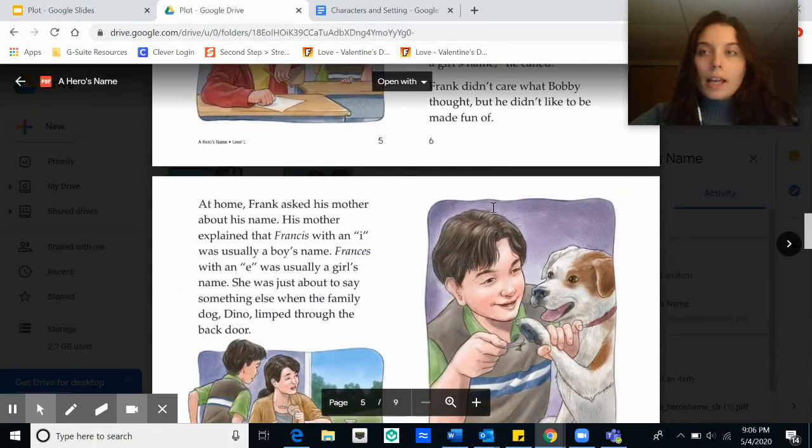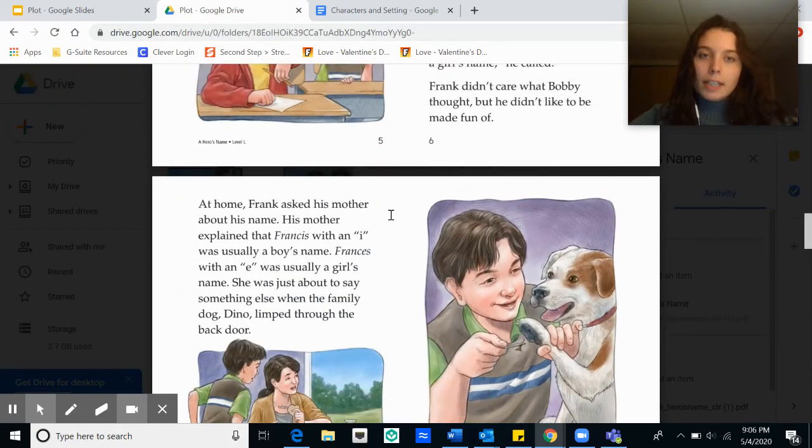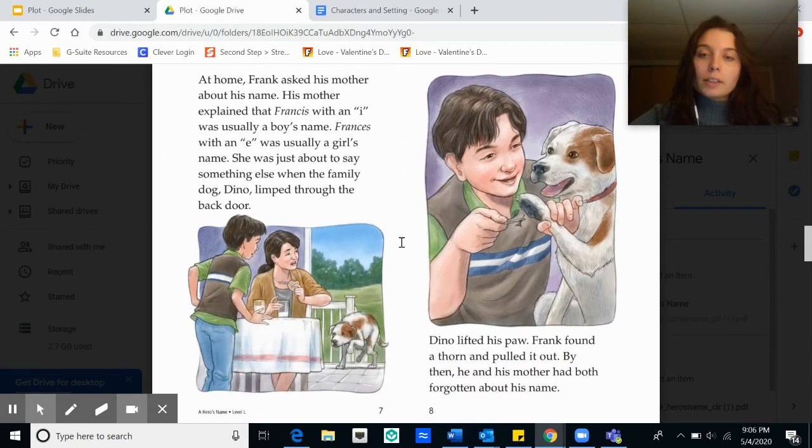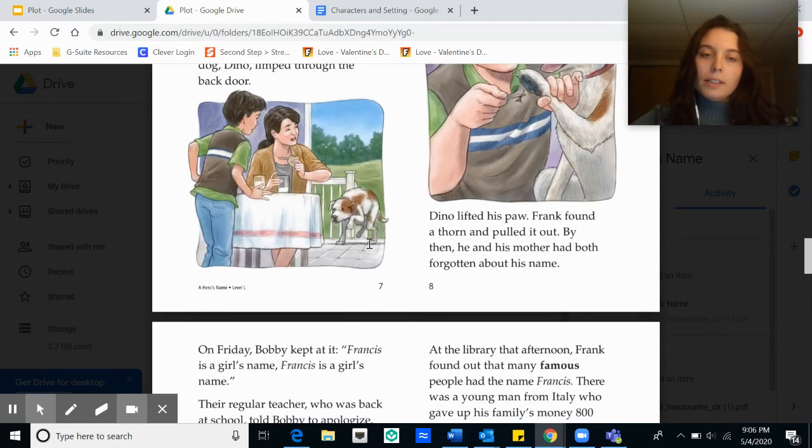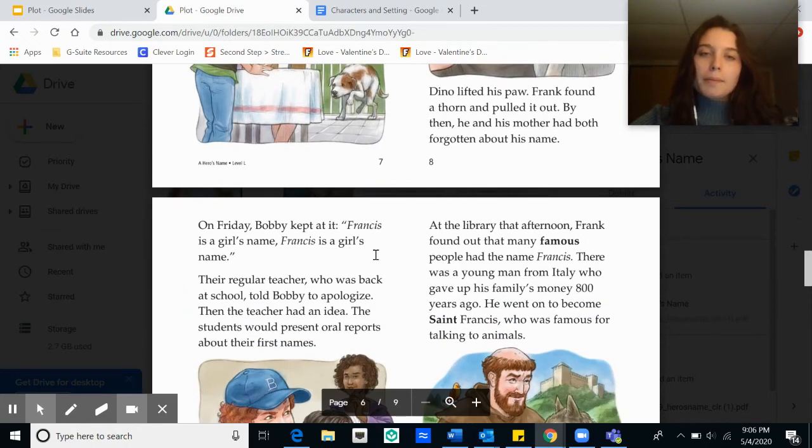Let's keep reading. At home, Frank asked his mother about his name. His mother explained that Francis with an I was usually a boy's name. Francis with an E was usually a girl's name. She was just about to say something else when the family dog, Dino, limped through the back door. Dino lifted his paw. Frank found a thorn and pulled it out. By then, he and his mother had both forgotten about his name. On Friday, Bobby kept at it. "Francis is a girl's name." Their regular teacher, who was back at school, told Bobby to apologize. And then the teacher had an idea.